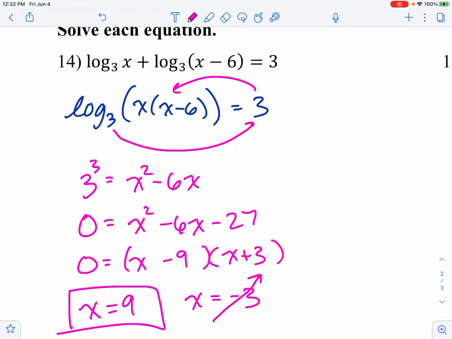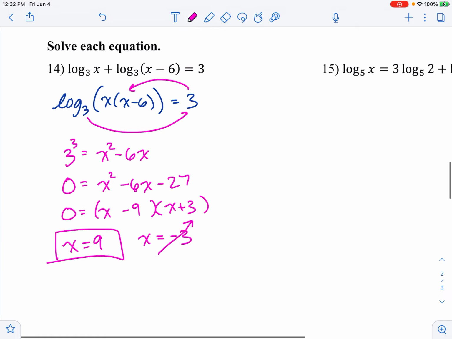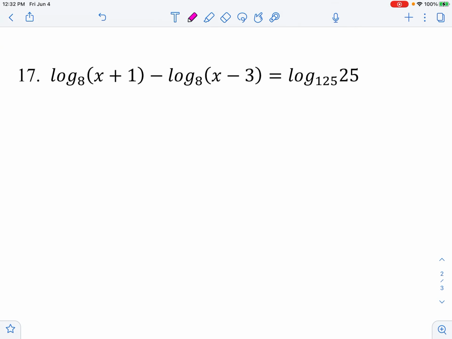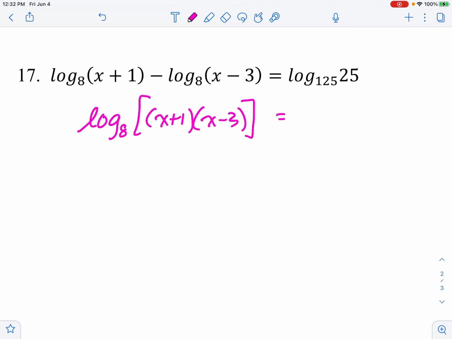All right, and then one other one. Let's take a look at number 17 here. I first am going to combine the log base 8 of x plus 1 times x minus 3 is equal to the log base 125 of 25. All right, so I'm kind of stuck at this point. I don't have the same logs on both sides.